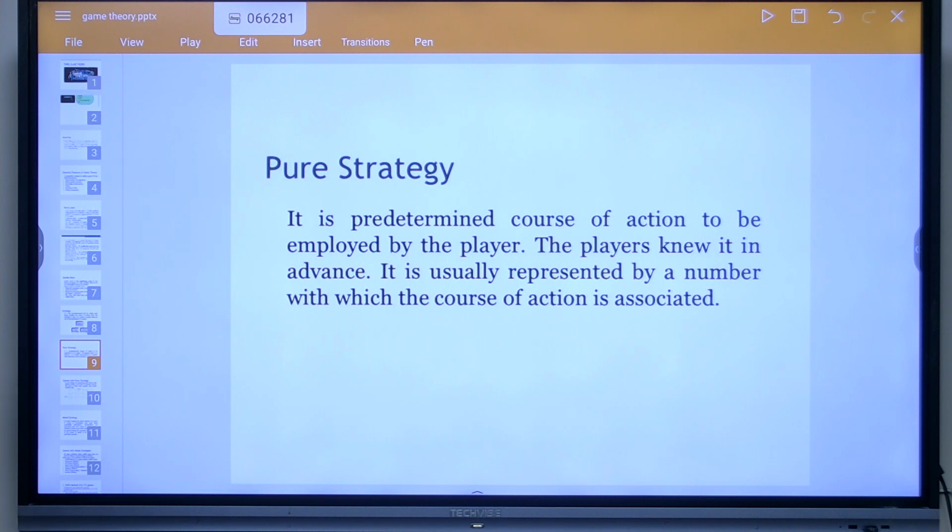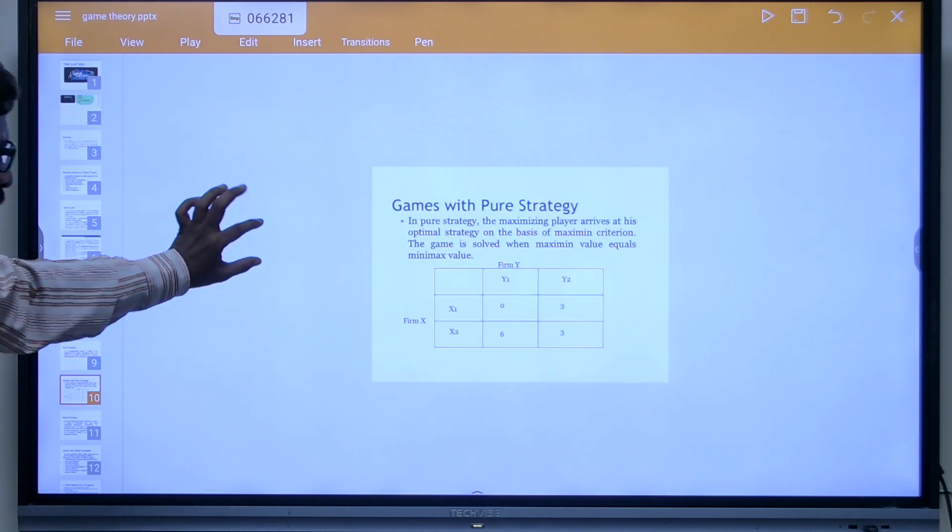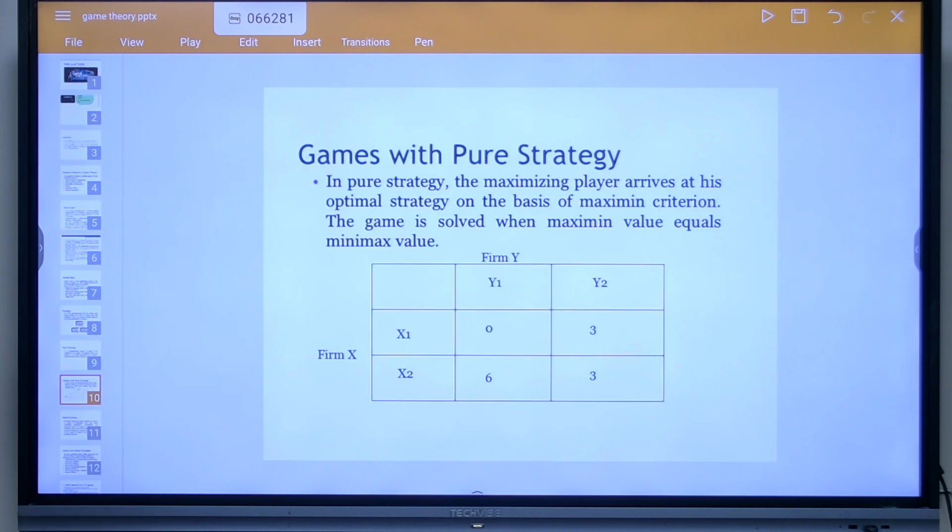We will come to the numerical also, but this time we are having the strategy. In advance we are known to the kind of course of action, that is a pure strategy. Just take an example. In pure strategy, the maximizing player arrives at his optimal strategy on the basis of max-min criteria. The game is solved when maximin value equals the minimax value.